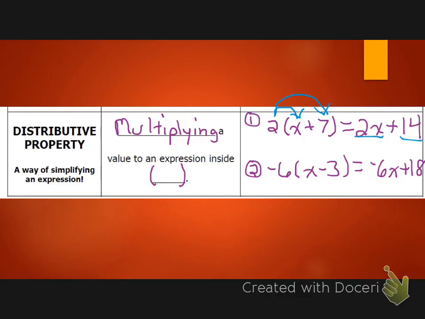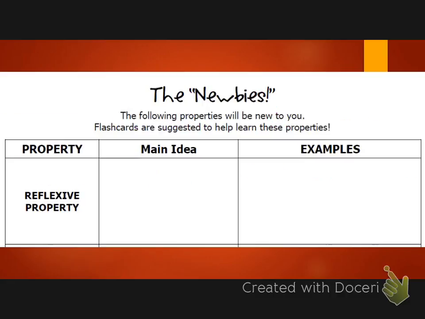So down here again on number 2, you're going to do the same. Negative 6 times x, which is going to give you a negative 6x. Then you're going to take negative 6 times, make sure you look at that negative sign out front because it's subtraction. Remember, that's the same as adding a negative. So you've got negative 6 times a negative 3, which is going to give you a positive 18. That's the distributive property.